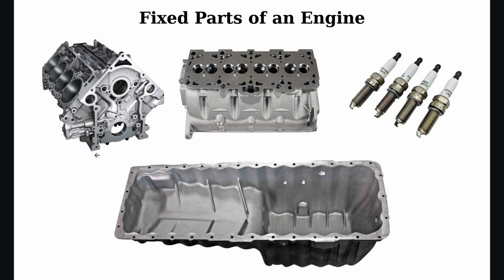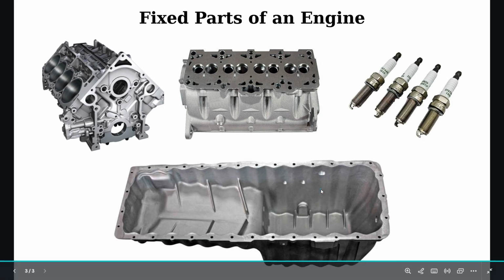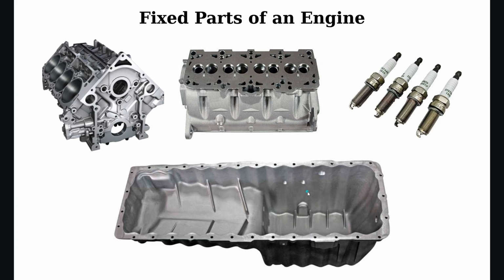Now I will summarize what we learned in this section. Fixed parts are the components that don't move. They provide structure, support, and protection. The cylinder is where the piston moves. The engine block is the main body. The cylinder head seals the system. The spark plug ignites the fuel. All these parts work together to support the engine system. I think that's enough for this lesson.